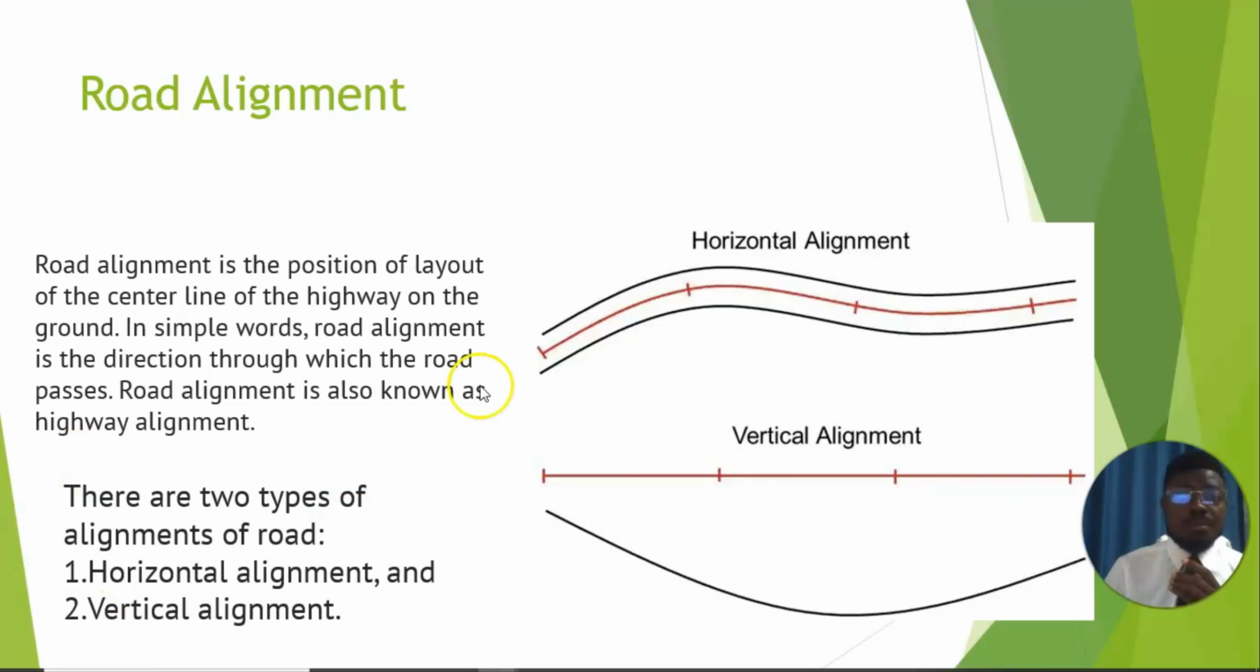We can see from the picture here, horizontal alignment just talks about the movement when it comes to right and left. But when we're moving in form of a grid, then that is the vertical alignment.